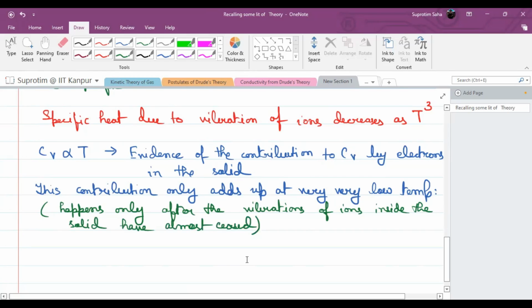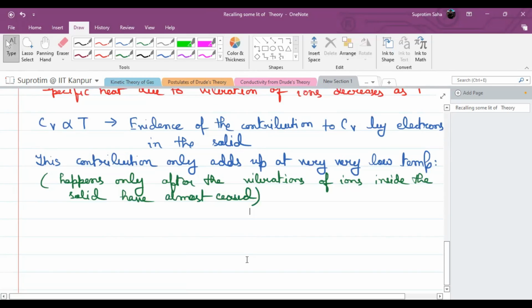All right. So as you go down to very low temperatures, the energy required for the vibration of the ionic cores will be almost negligible, and they'll stop vibrating, and therefore will not contribute to the energy increment, and hence will not contribute to the specific heat. Rather, the electrons will take over and they will contribute linearly to the specific heat.